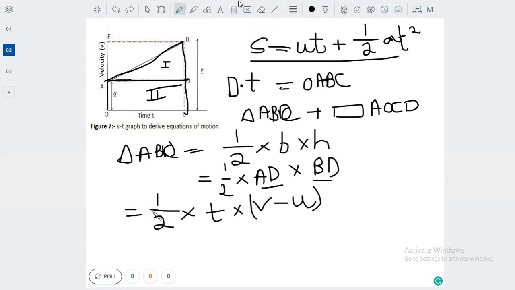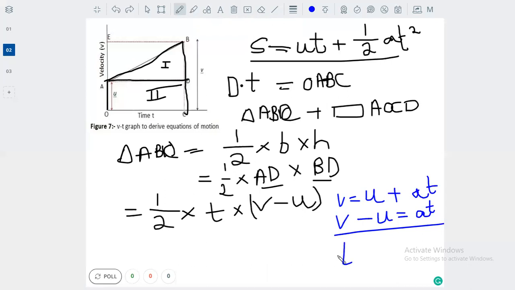From here, I'll be doing from the upside. First of all, let us do this thing. One more very important thing to do here: half into T into V minus U. Through the first equation, V is equal to U plus AT. So in this V minus U, we can substitute AT. How? Let me show you. Taking U to this side, V minus U is equal to AT.